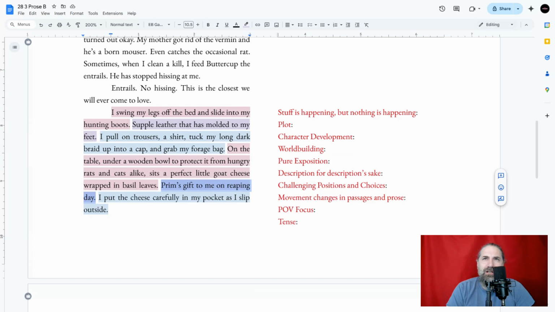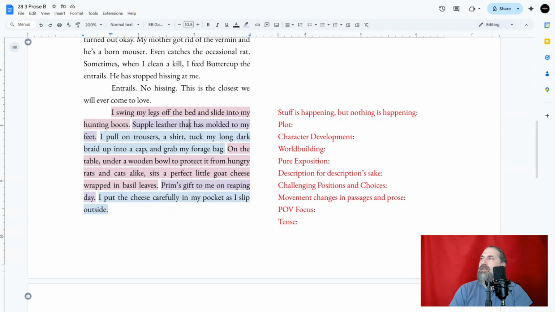Okay. And then I put the cheese carefully in my pocket as I slipped outside. That's plot. We are moving the narrative and the character somewhere. They are leaving one area and going to another, and that's considered plot. I put the cheese carefully in my pocket is character development. As I slipped outside usually indicates that she's trying to do it as quietly as possible, because you don't want to be too loud when you're trying to get out of the house and the sister and the mother are sleeping like cocoons. All right. But with that said, this is what I wanted to talk about.